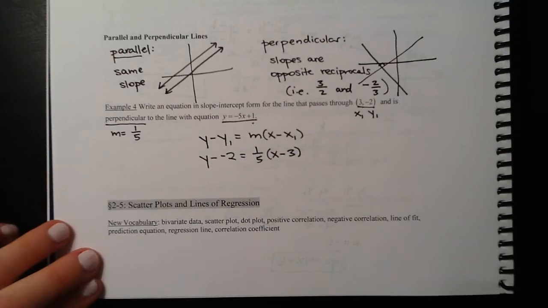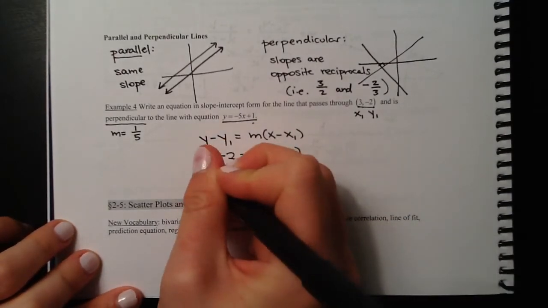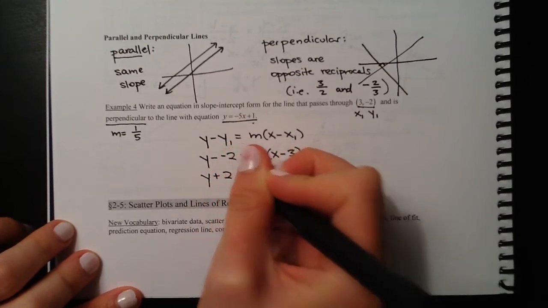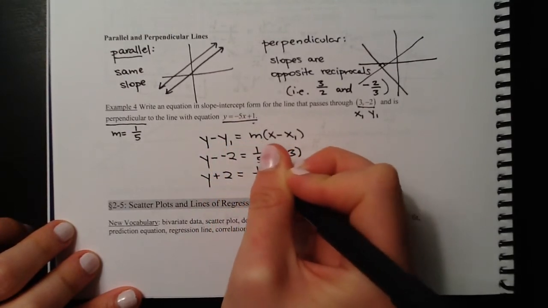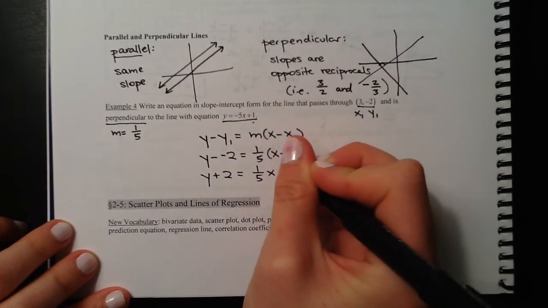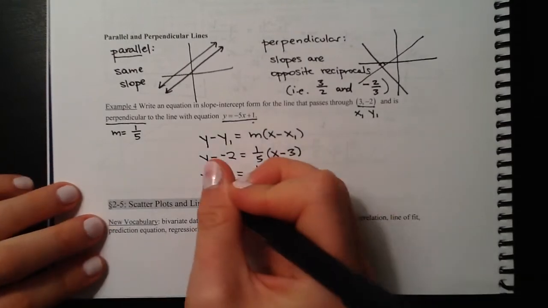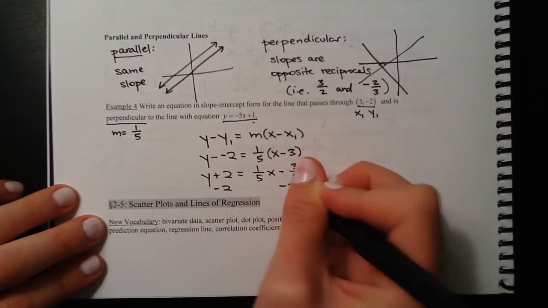So all you have to do is clean that up. You just need to get it into slope-intercept form. So this is y plus 2 equals, and I can distribute that 1/5, multiply it by the x, and then 1/5 times negative 3 is negative 3/5. Okay, last thing to do is subtract the 2 from both sides. We'll clean that up a little bit.